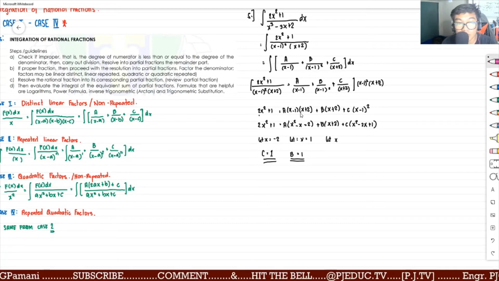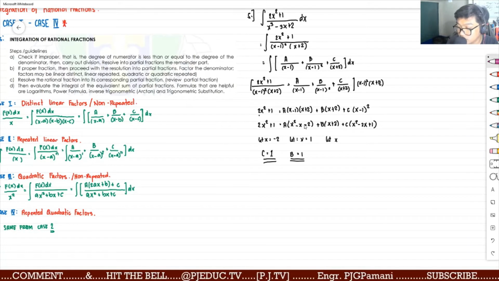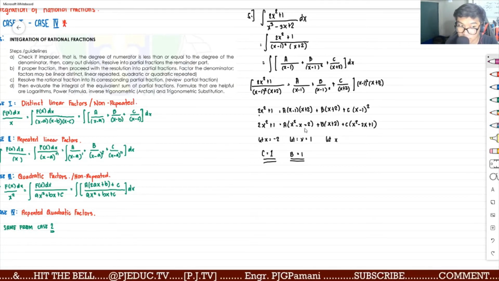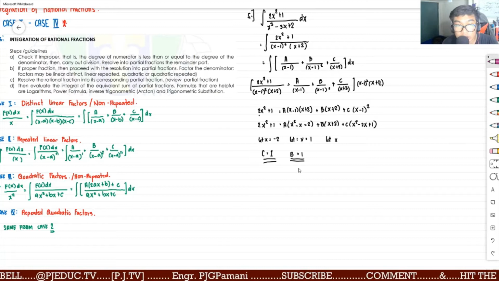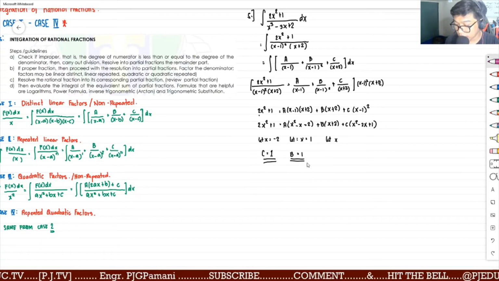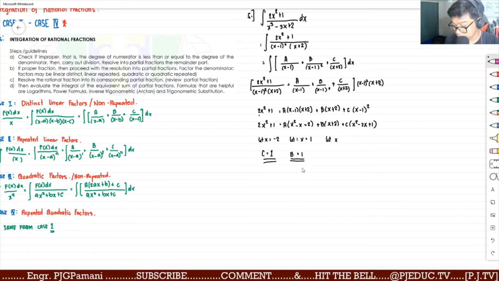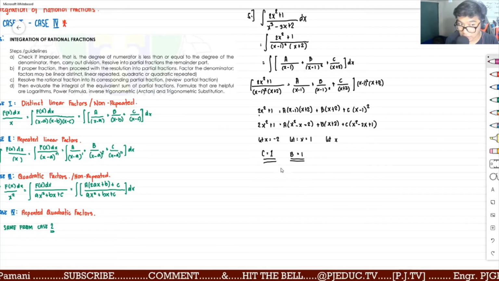What? Anong gagamitin natin? Hindi natin masosolve si value ng A, di ba? Let us move to the second method using the expanded form.